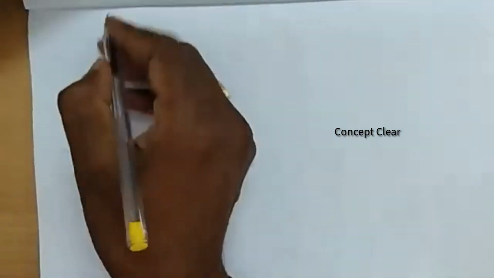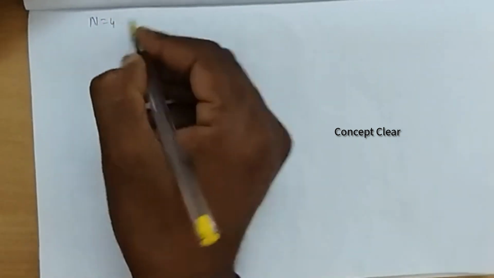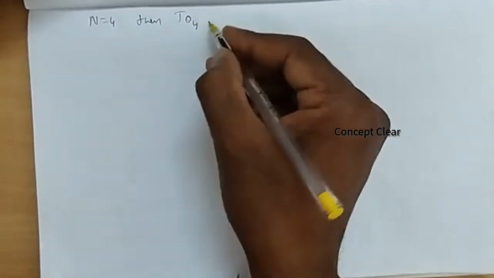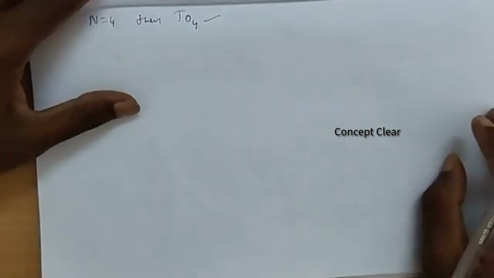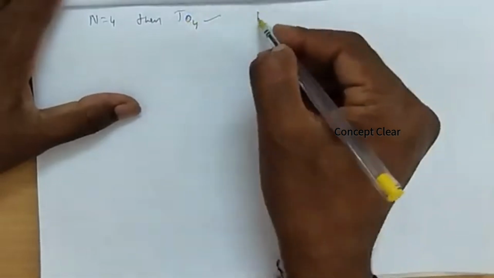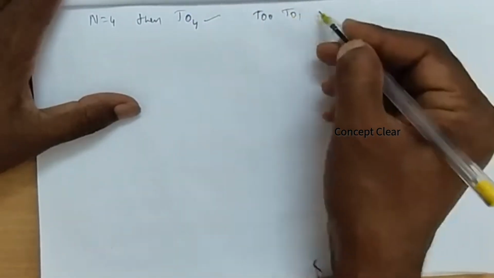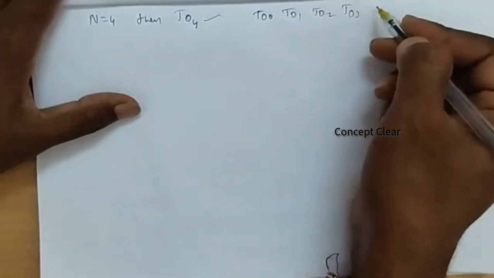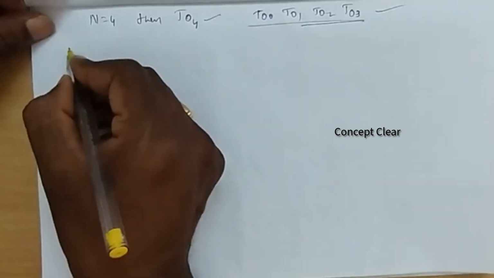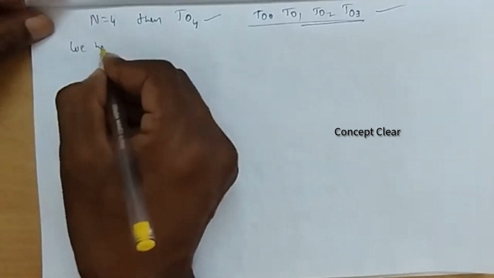Here, what is the n value? n equals 4. Then we have to find out T04. What is the meaning of T04? In order to find T04, we need to find the earlier terms first. T04, before terms what? T00, T01, T02, T03. These terms we have to find out first. So to find this, we have multiple cases.